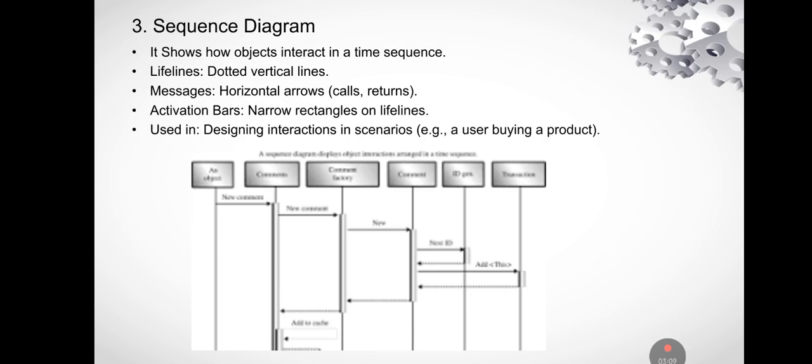The third one is the sequence diagram. It shows how objects interact in a time sequence. The lifelines are dotted vertical lines, messages are horizontal arrows, and the activation bars are narrow rectangles on lifelines. It is used in designing interactions in scenarios.